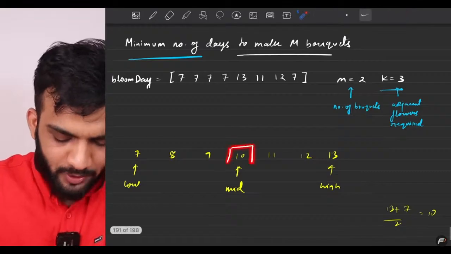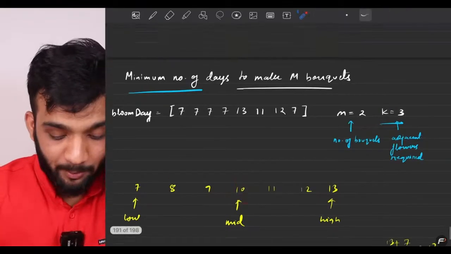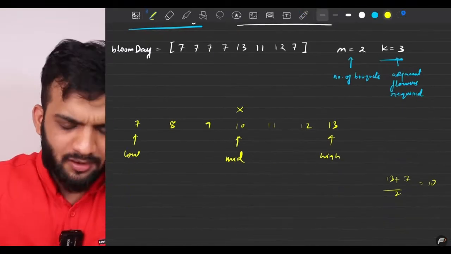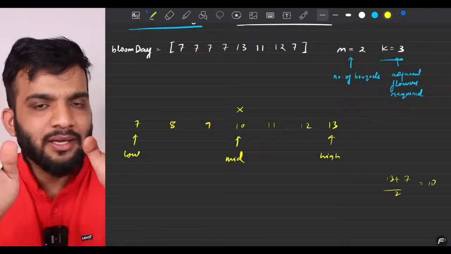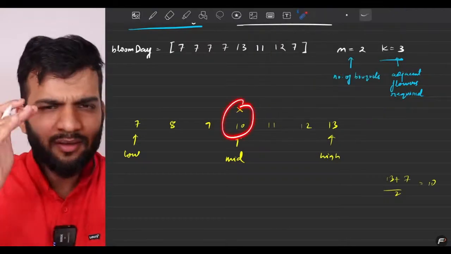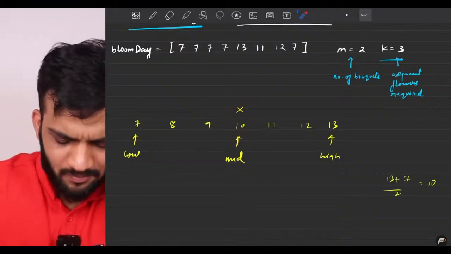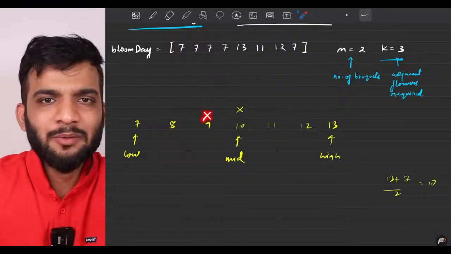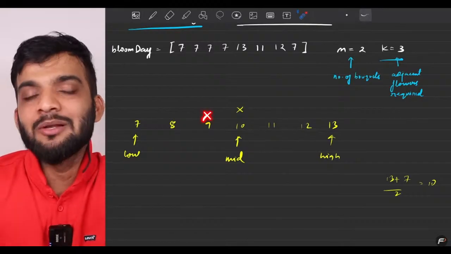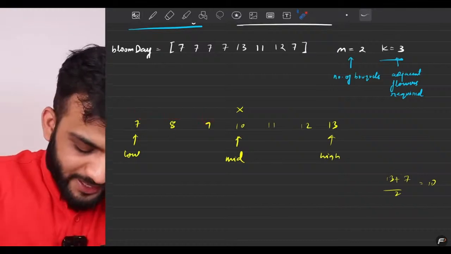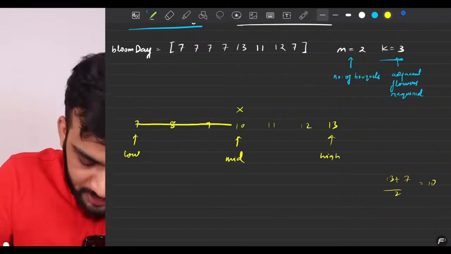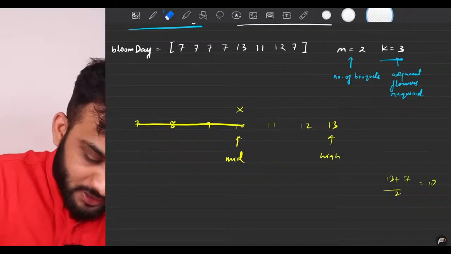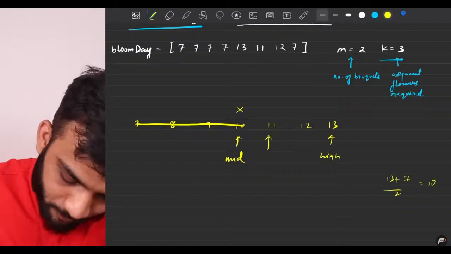So you take the 10th day and see if it is possible or not. If you remember, on the 10th day, it was not possible. If it is not possible on the 10th day, can I surely say that on the 9th it will not be possible either, because there will be lesser flowers on the 9th, lesser on the 8th and lesser on the 7th. So none of the days before 10 will be possible. Thereby, I can move the low to this portion.